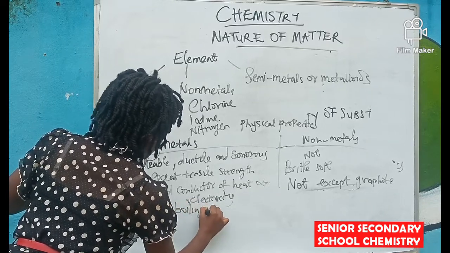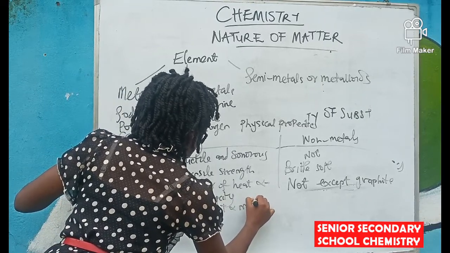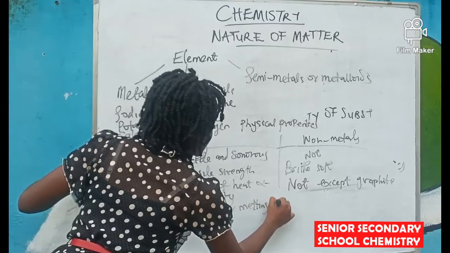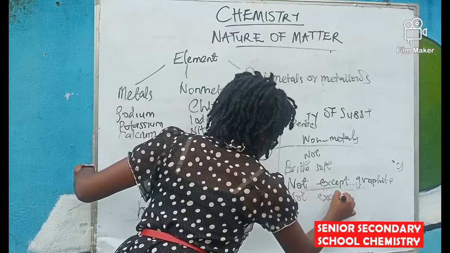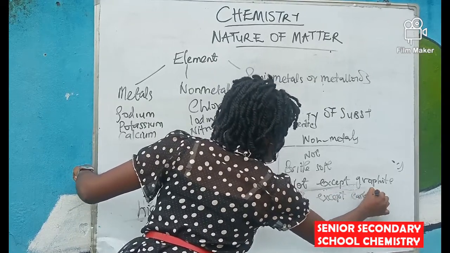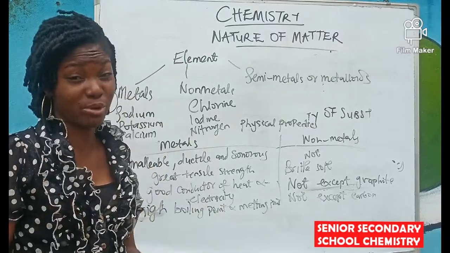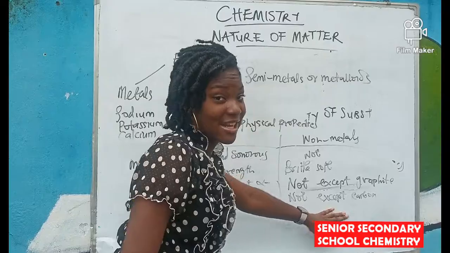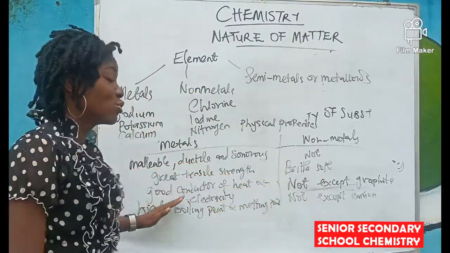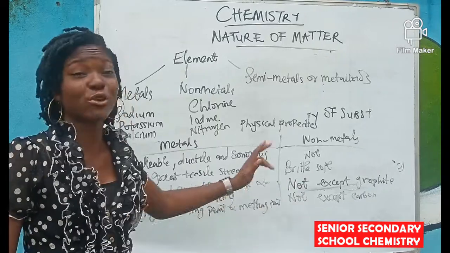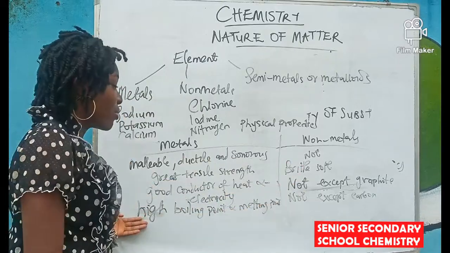Okay, now metals have high boiling points and melting points, while non-metals do not, except for carbon. Carbon is the only non-metal that has a high boiling and melting point. Please note these exceptions and don't interchange them. Graphite is the only non-metal that is a good conductor of heat and electricity, while carbon is the only non-metal that has a high boiling and melting point.